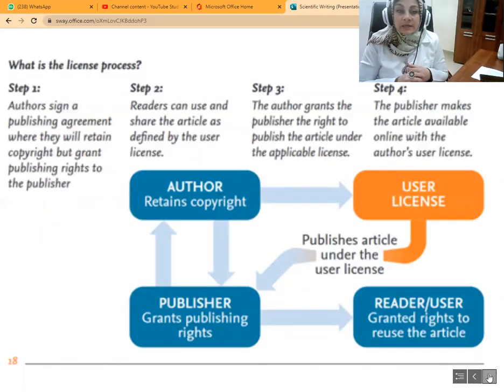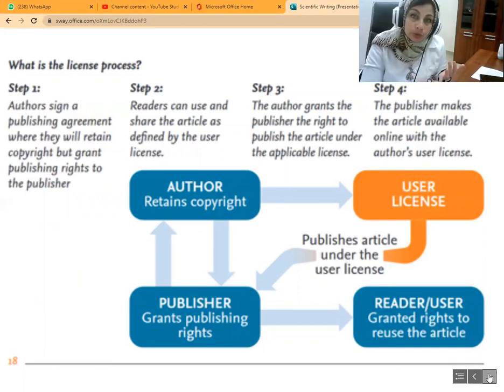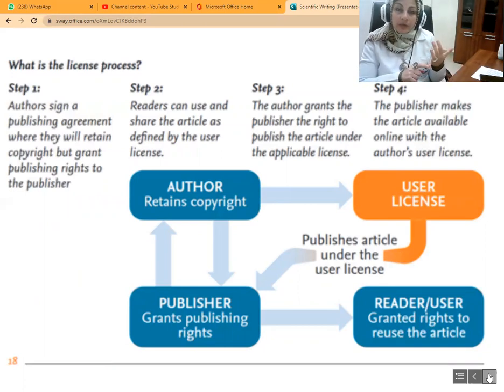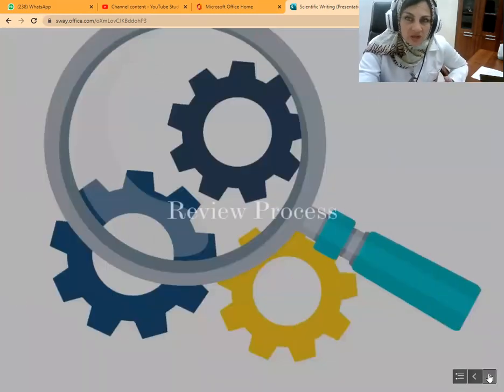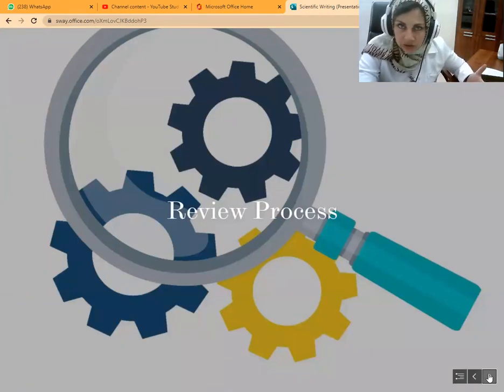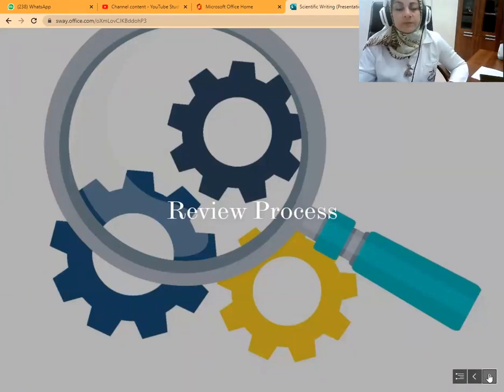And this is the licensing process. You understand how you can use the work after you've published it, what you have given the publisher, and how user licenses can affect the way people use your work. Can they cite it? Can they just take it and not cite it? How can they use it?